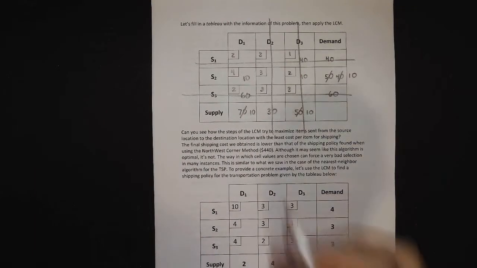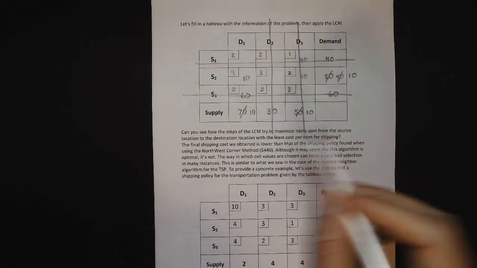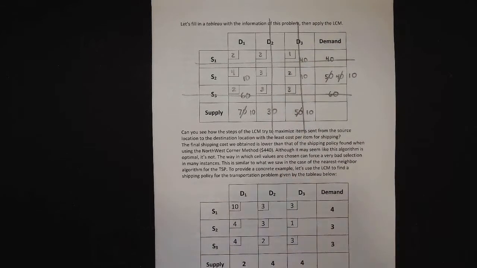Before we go on and look at what the shipping cost of this shipping policy was and compare it to the result of the Northwest Corner method, I want you to ask yourselves the following question. Look back at the steps of the least cost method and try to identify how those steps have as their goal to maximize the items sent from the source location to the destination location with the least cost per item for shipping. Pause the video, look back at those steps, and think about that question.